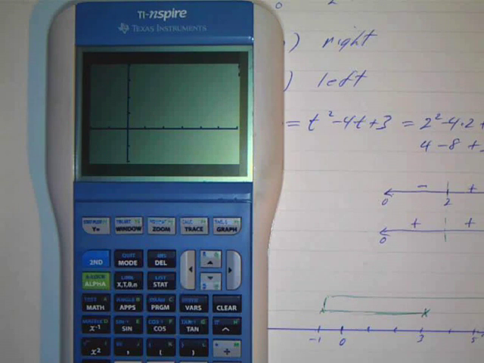Okay, so that's kind of neat. You can check your analytical work with your calculator and get an idea on how to describe the motion of the object.